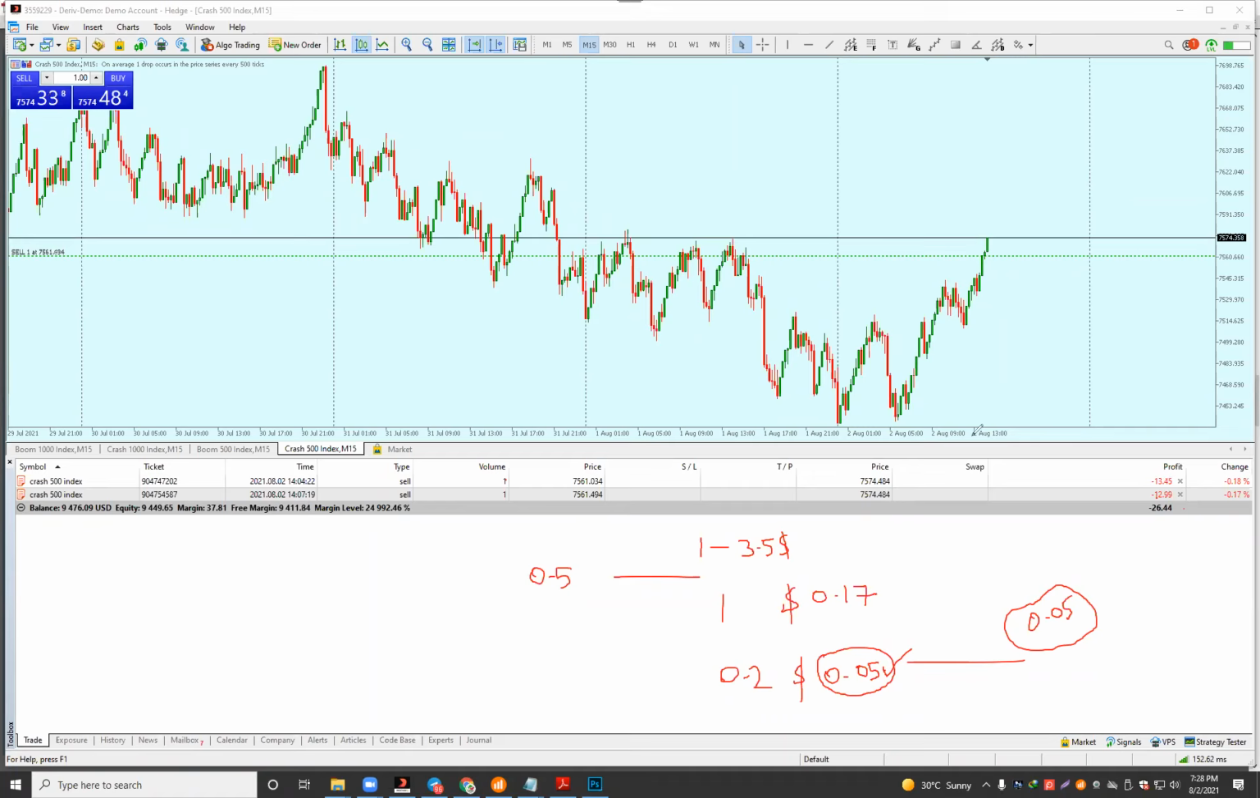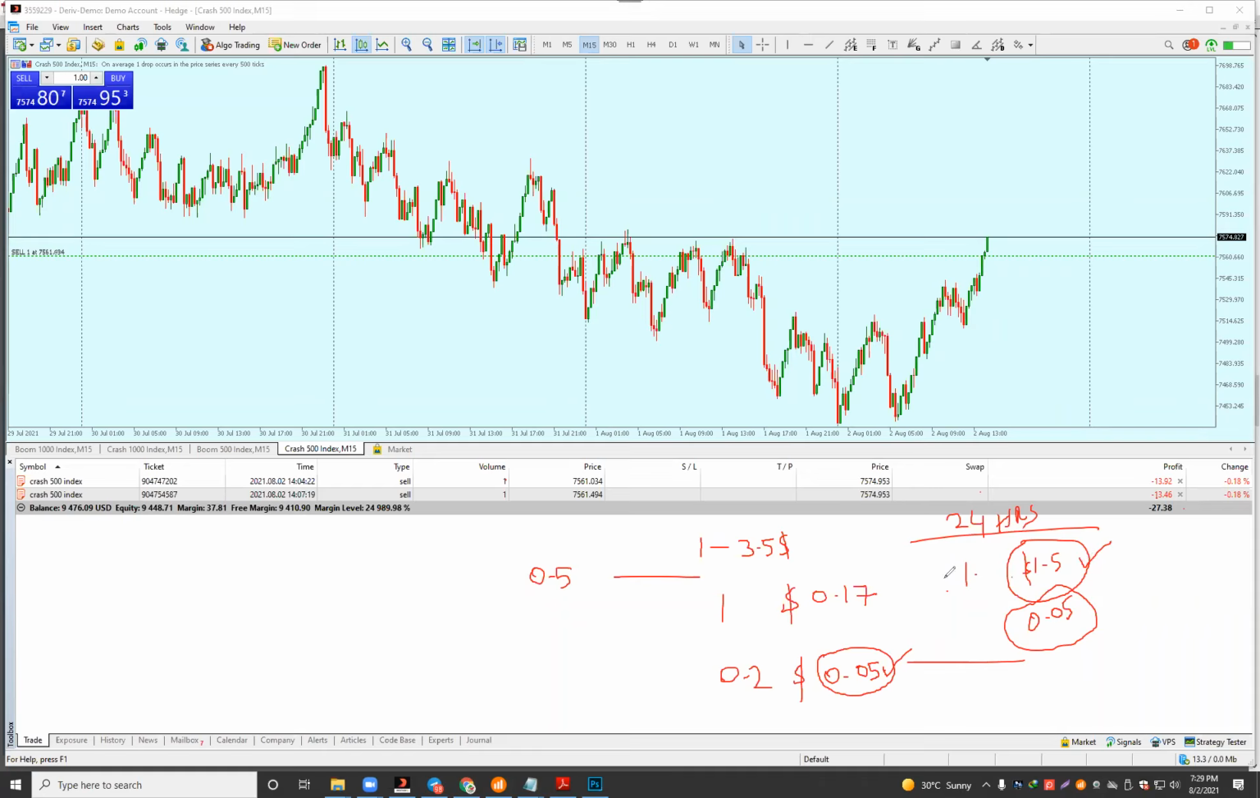And when you hold for 24 hours, you will be charged on the one lot, how much? $1.5. This is the swap charge, $1.5. If you hold more than 24 hours, it will be charged. But if you are not holding, it will not be charged.